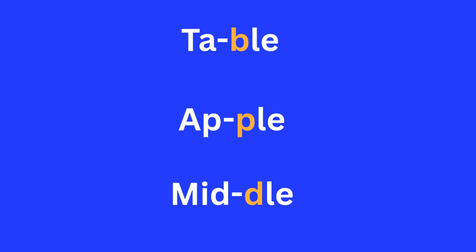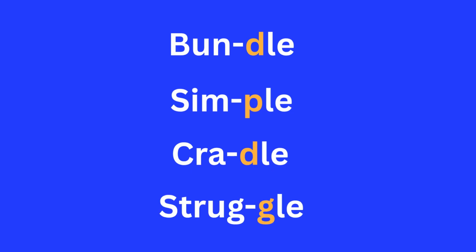Here are a few more examples you can try. Bundle, simple, cradle, struggle. Again, notice how the consonants D, P, D, and G before LE attach to LE to form the final syllables. This rule helps you in 3 important ways.